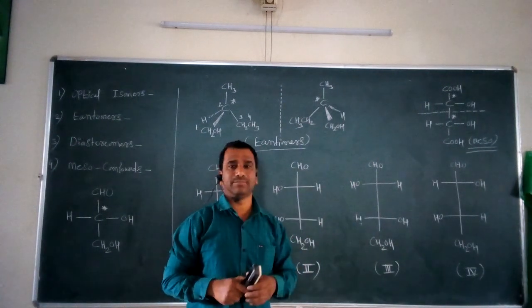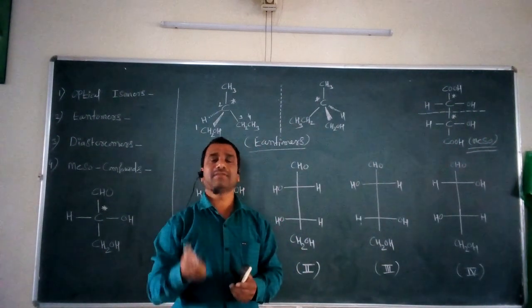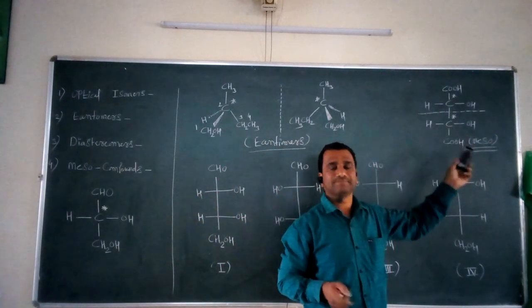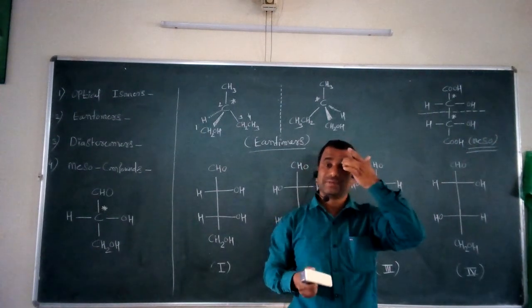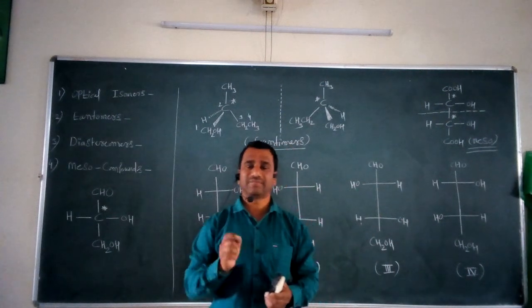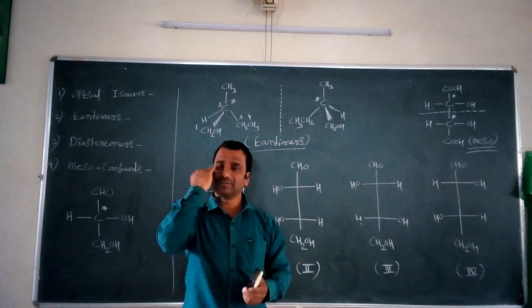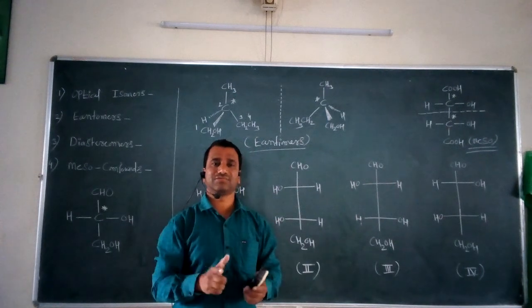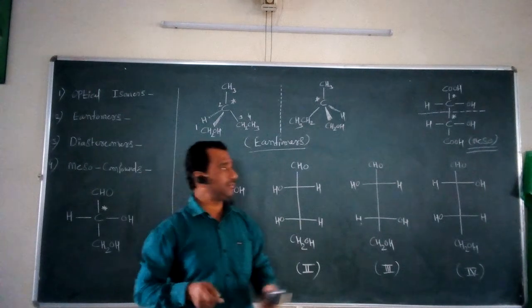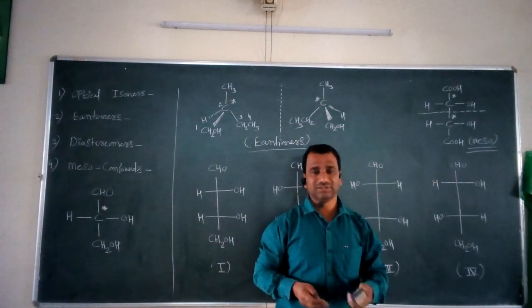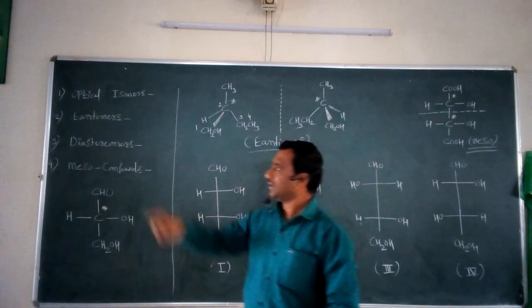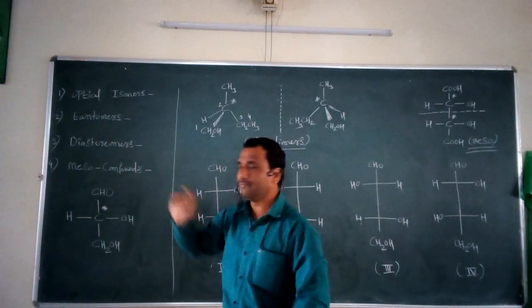So what is meant by meso compounds? The best example is tartaric acid, or meso-tartaric acid. In this tartaric acid, even though two chiral centers are there, the compound is optically inactive. This is due to the presence of the plane of symmetry, and the mirror image of this compound is superimposable. Such compounds are called meso compounds. So this is the second important concept of these three. We completed up to this: what is enantiomerism and what are meso compounds.